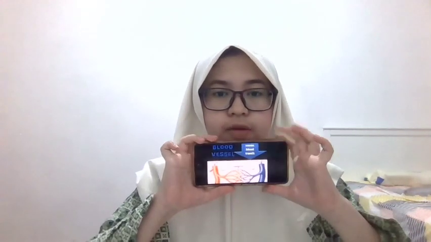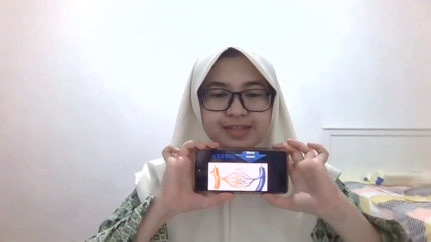So to start the material review, we will learn about three types of blood vessels. Blood vessels are like a place where the blood can flow. So there are three types of blood vessels. The first one is artery, the second one is vein, and the third one is capillaries.